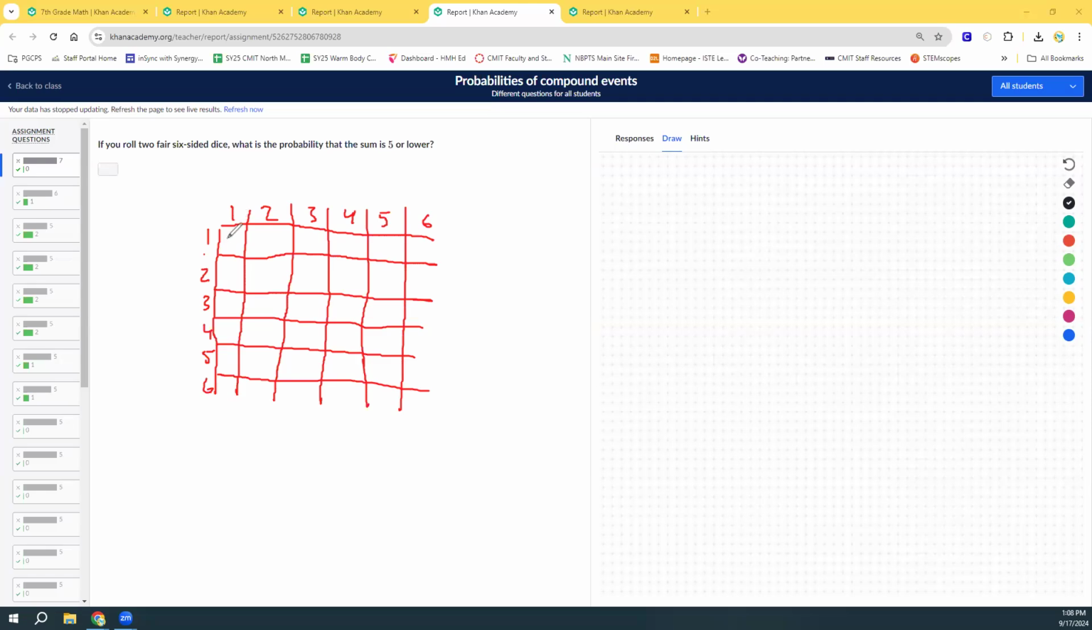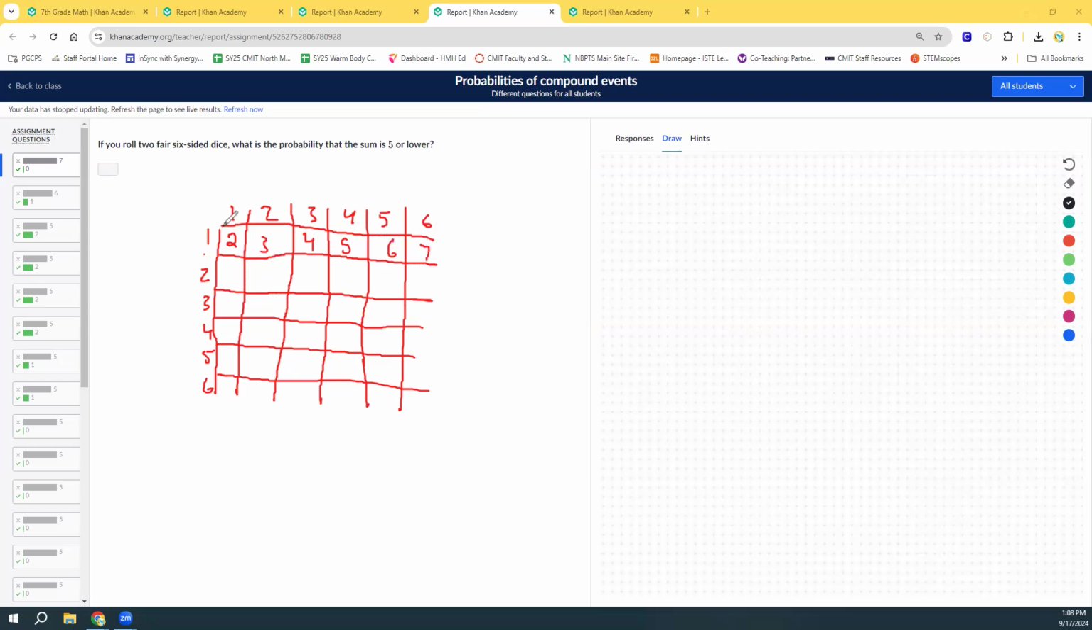So one possibility of rolling two dice is getting two ones, a one and a one, which I'm going to put the sums on the inside. So that would be 2. A one plus two is 3. 4, 5, 6, and 6 and 1 is 7.